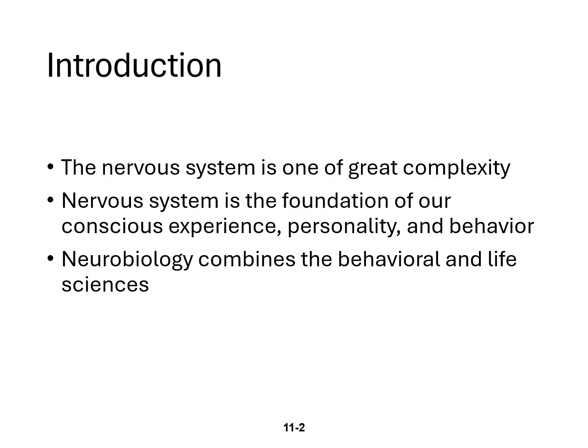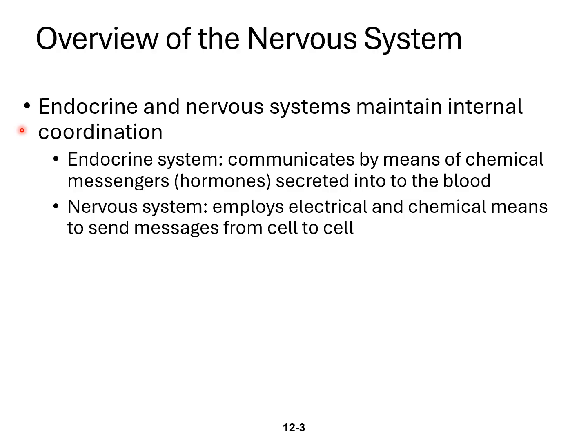So now we're going to explain what is a neuron. So the endocrine and nervous systems maintain internal coordination. Endocrine is going to use hormones, and the endocrine system is going to communicate, but it's going to use these hormones secreted into the blood. The nervous system employs a different system. It uses electrical and chemical means to send messages from cell to cell.